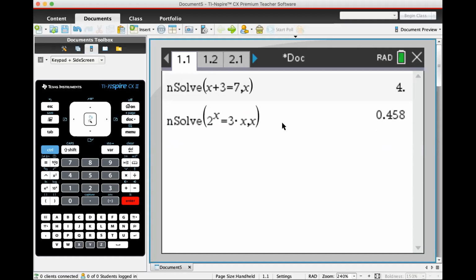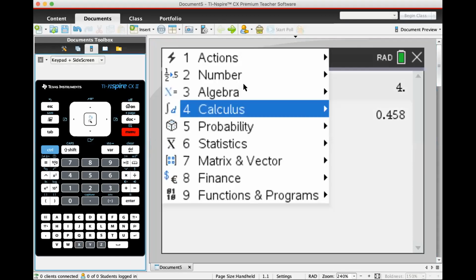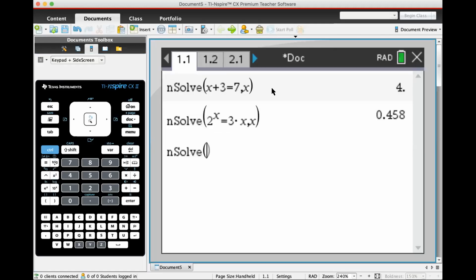All right, so it is not just simple equations like that, but even if you have fractional equations, remember, you go to menu, algebra, numerical solve, and there was a fractional equation that I had.